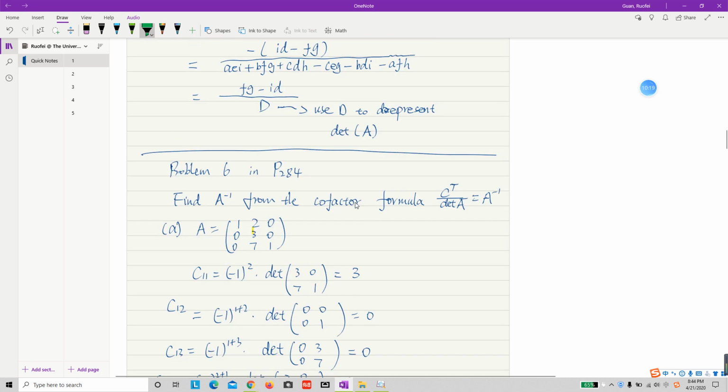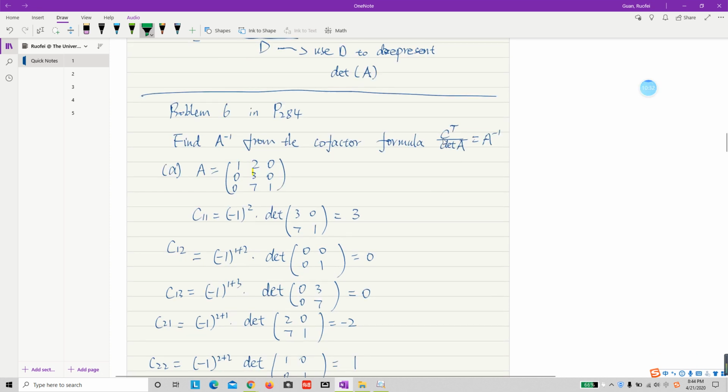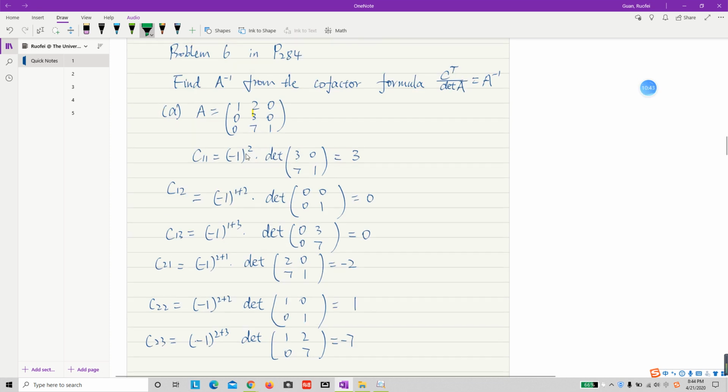Okay, now let's see problem 6. Find A inverse from the cofactor formula: C transpose over determinant A equals A inverse. So here we need to find the cofactor matrix. The first entry of the cofactor matrix is C11.